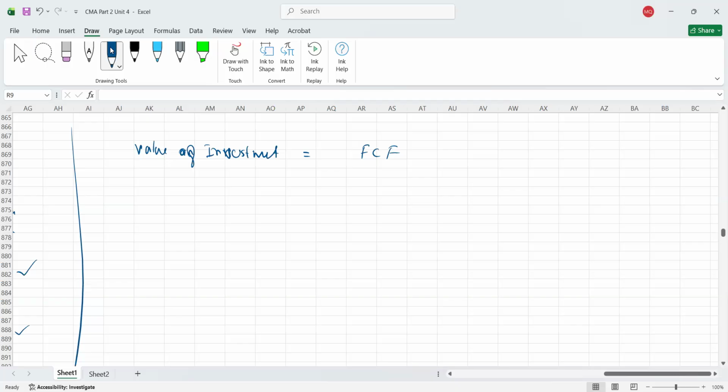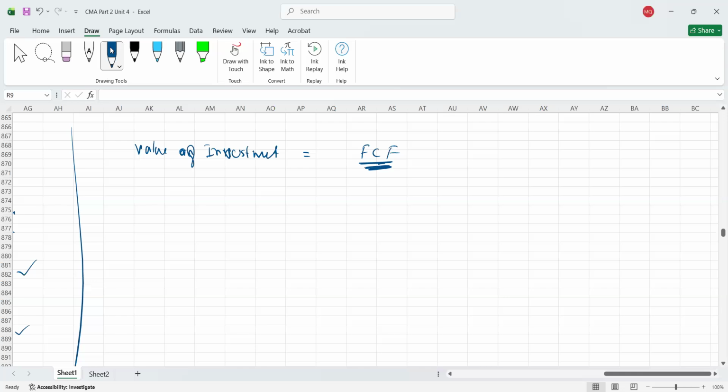Because the future cash flows for the building located in the middle of the city are more, we expect more cash flows. So what I'm trying to say is that if you want to value any investment, the value is always dependent upon the future cash flows associated with that investment.